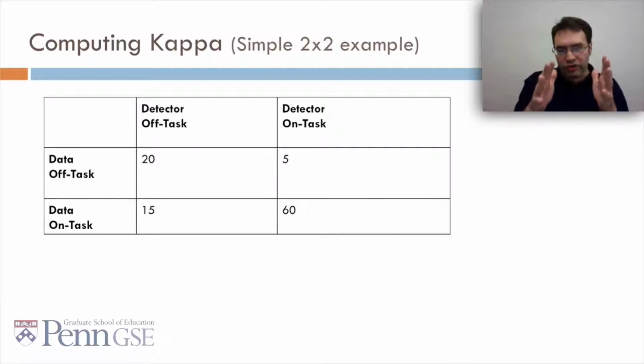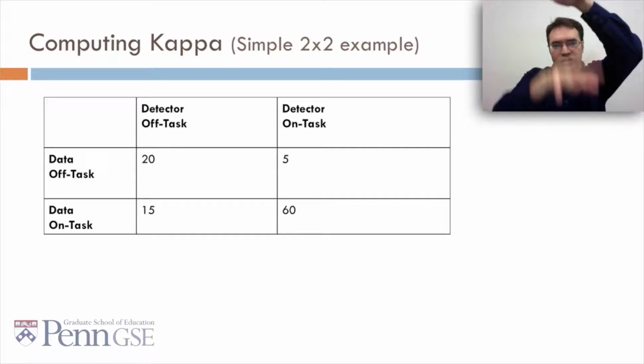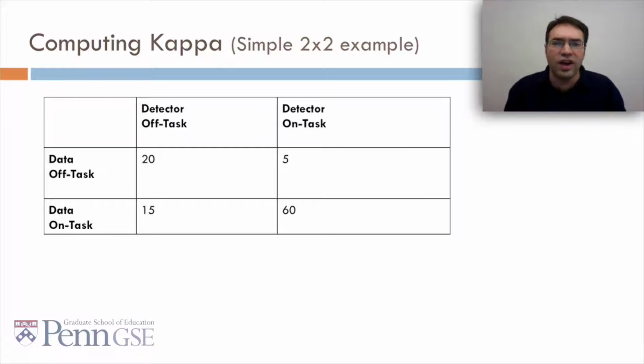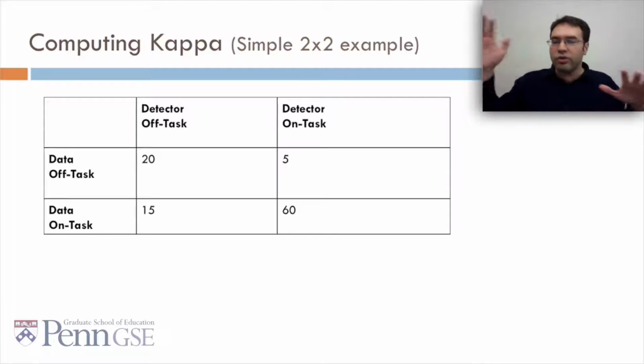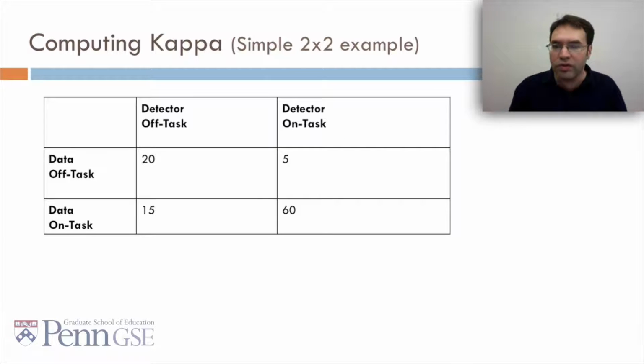What we're going to do is take the proportion of students in each group, in each detector and real data, and say, if students were randomly assigned to the groups, but in the current proportions, what percentage of the time do we see agreement? So let's take the example of a detector that's detecting if students are on task or off task, with data that says on task or off task. What we can see is that 20 times the data and detector agree the kid's off task, and 60 times they agree the student's on task, and the other 20 cases they disagree. What is the base rate agreement here?